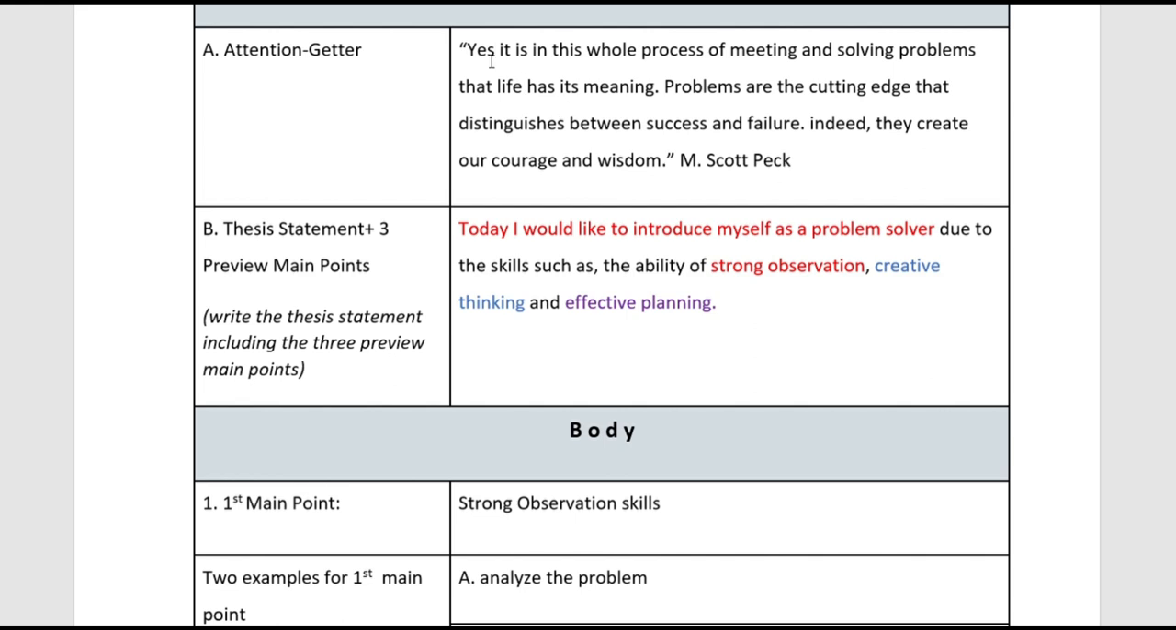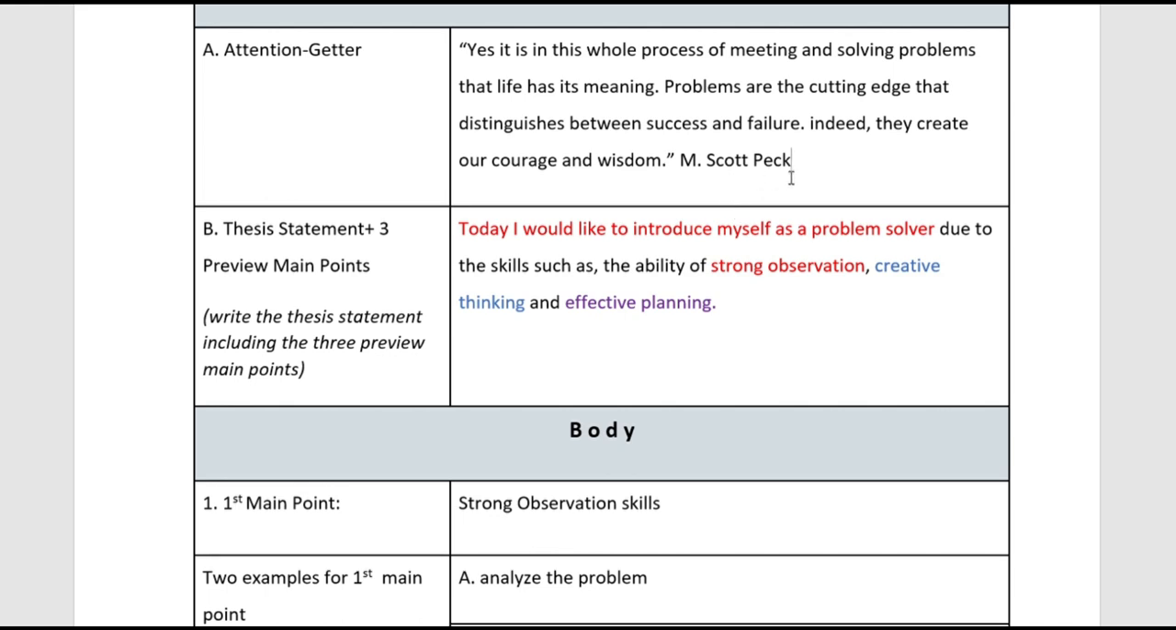Scott Peck. He said, yes, it is in this whole process of meeting and solving problems that life has its meaning. Problems are the cutting edge that distinguishes between success and failure. Indeed, they create our courage and wisdom. Although a little bit wordy, but it's all right. It shouldn't be more than that. It shouldn't be wordy more than that.